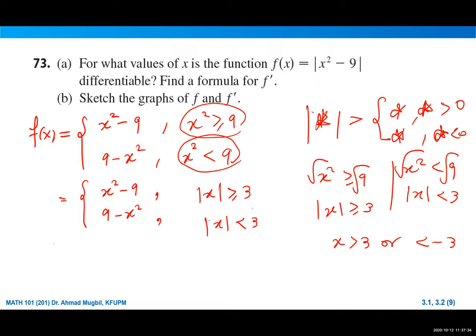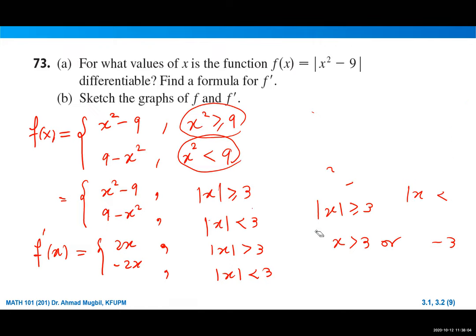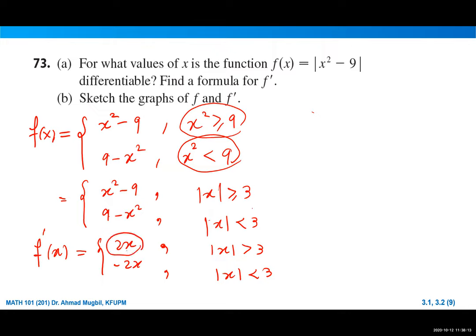Now to find the derivative, it is not difficult. You will find the derivative of this function. It will be just 2x, the derivative of x squared minus 9, and here it will be negative 2x, since the derivative of 9 is 0. Now we have to be careful here. Is it with or without equals? Here it will be the absolute value of x greater than 3 and the absolute value of x less than 3. Now I need to check at 3 and at negative 3. So how to check? Just find the derivative. If x is 3 here, what will we have? 6, here.